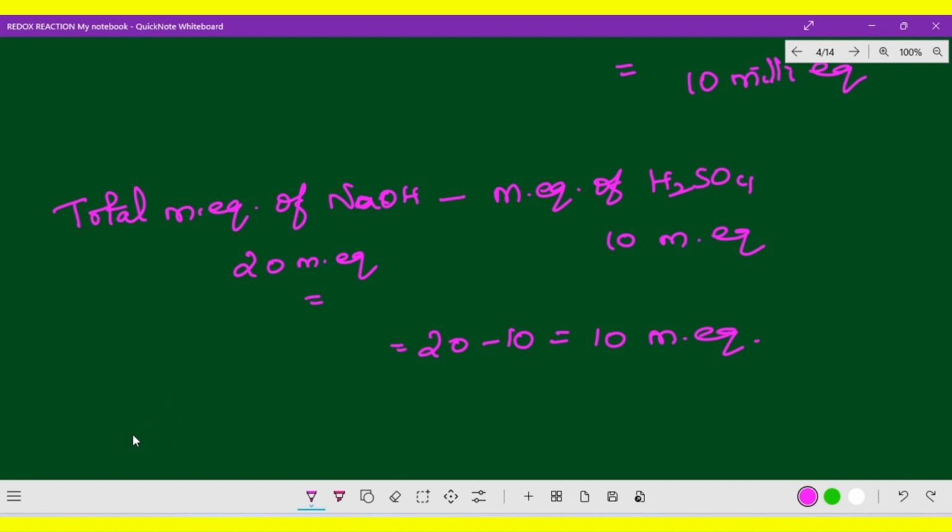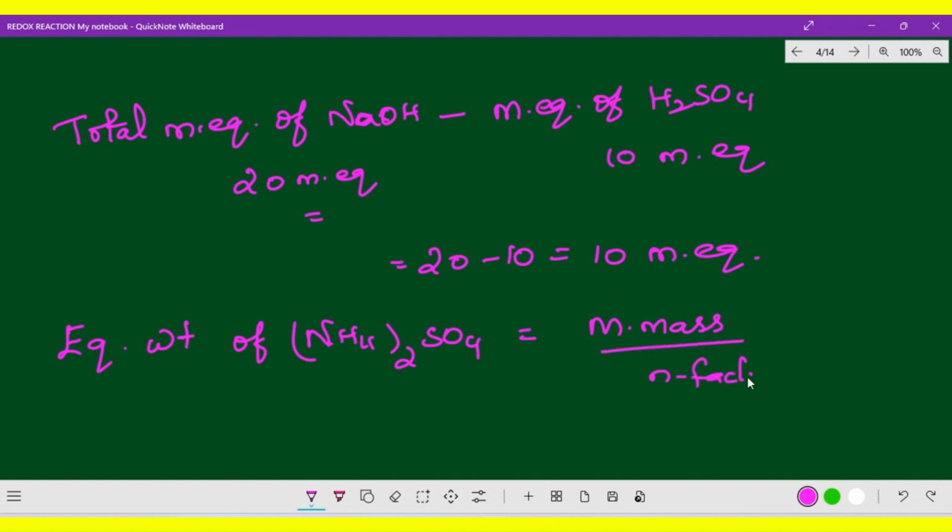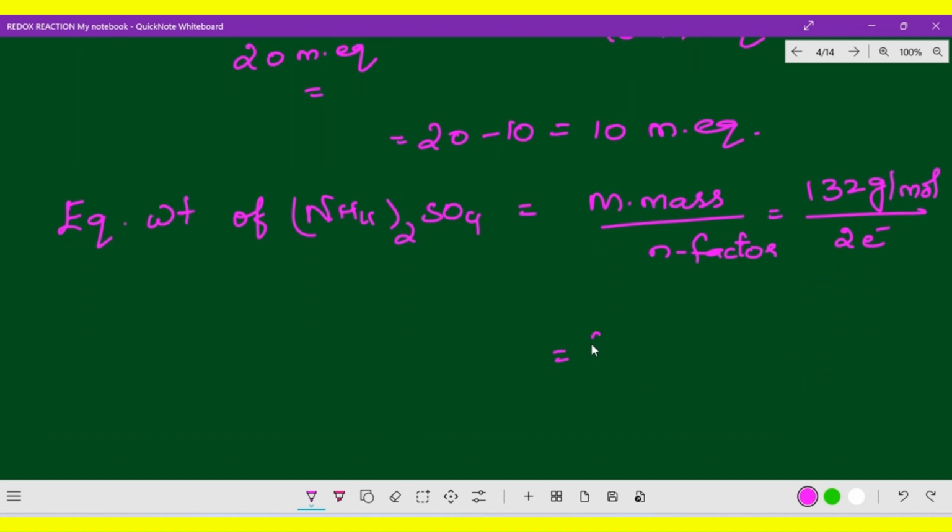Now the next point we have to identify: the equivalent weight of ammonium sulfate. Equivalent weight is molecular mass divided by N factor. We have already found the N factor of ammonium sulfate, which I mentioned is 2. The molecular mass of ammonium sulfate is 132 gram per mole. Now divided by N factor, 2 electrons, the number of electrons changed. So how much are you getting? This is 66 gram per equivalent. So 66 gram per equivalent, you got it.